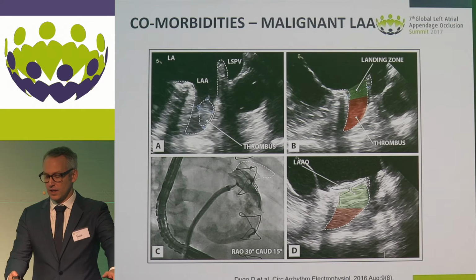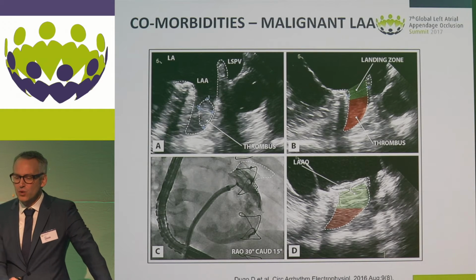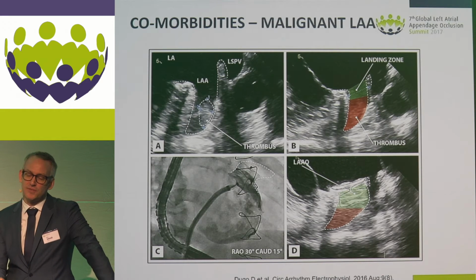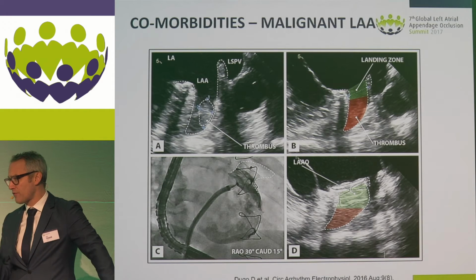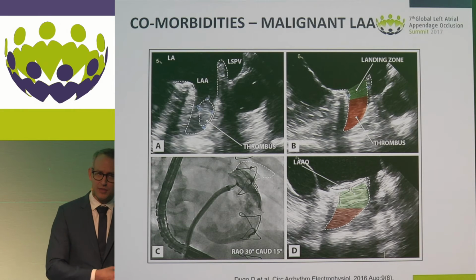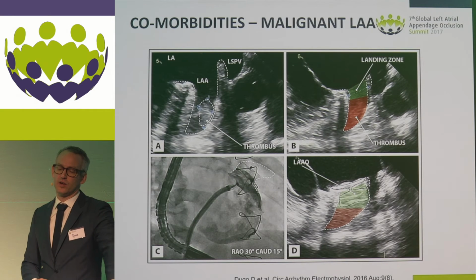And I think this is, of course, a contraindicated situation according to the IFU of the Amulet. But we considered this a bailout strategy. And what is important if you would ever consider doing this is that you do not perform LAA angiography using a pigtail catheter because you could easily dissolve the thrombus and cause thromboembolism.